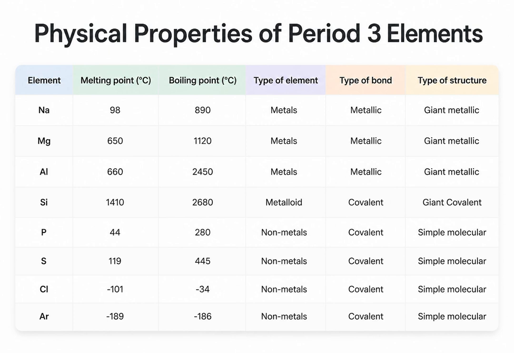Notice how the bonding changes from metallic to covalent, and the structures shift from giant metallic lattices to a giant covalent network, and eventually to simple molecules. These structural shifts are the key to understanding the drastic changes in melting and boiling points.